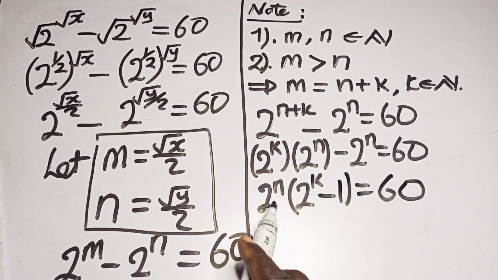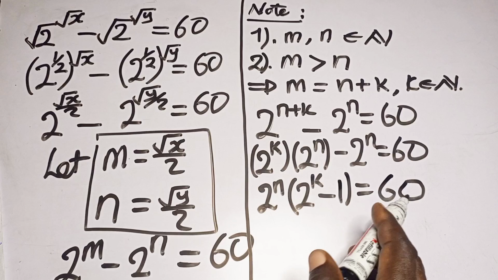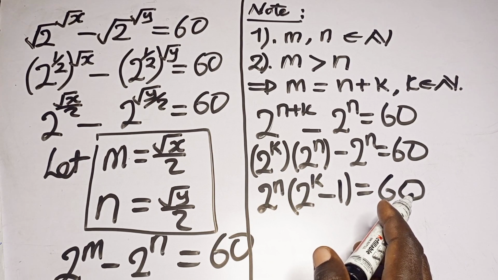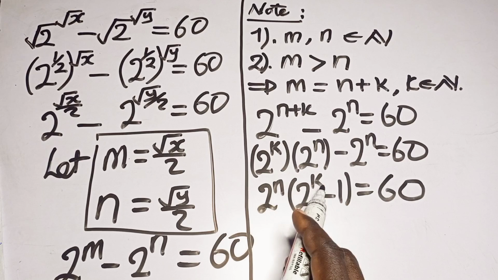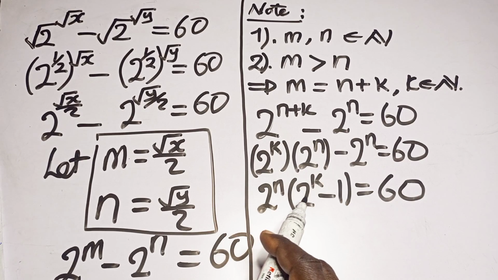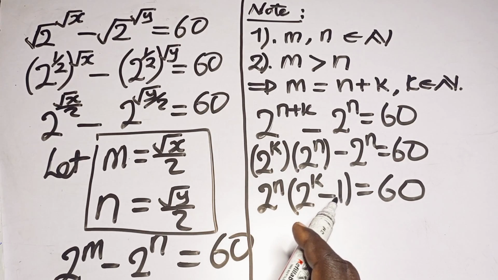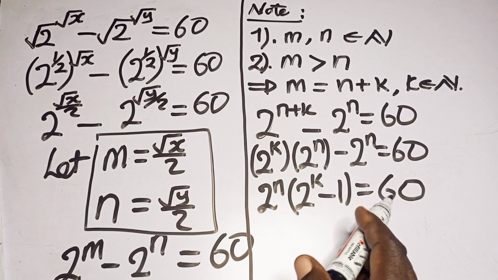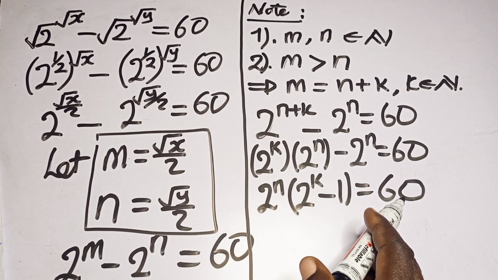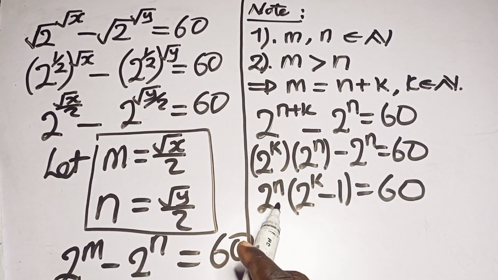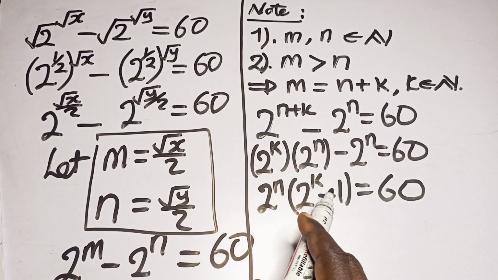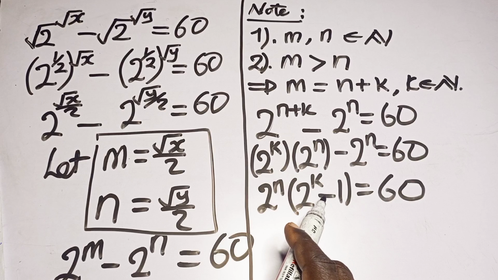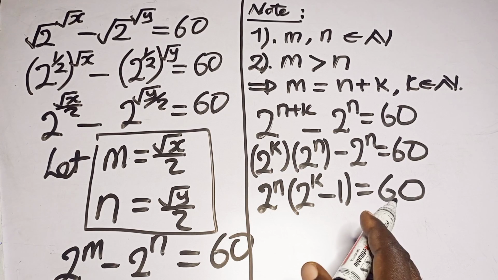So we end up with two index expressions multiplied together to give us 60. So we'll need to find the values of n and k. Now, what is the reasoning here? The only way forward is for us to decompose the number 60 so that we'll be able to form two equations from which we'll be able to get the values of n and k. Pay attention because a lot of reasoning will follow after the decomposition.